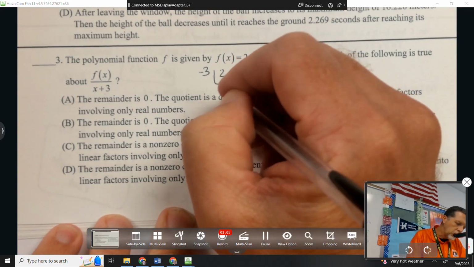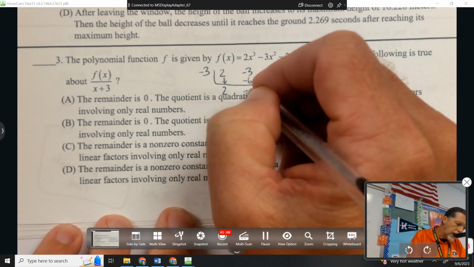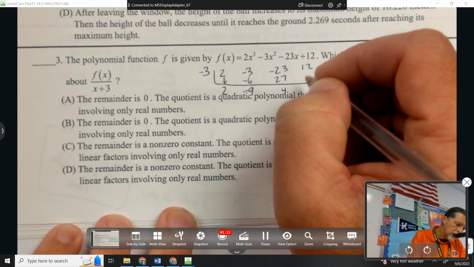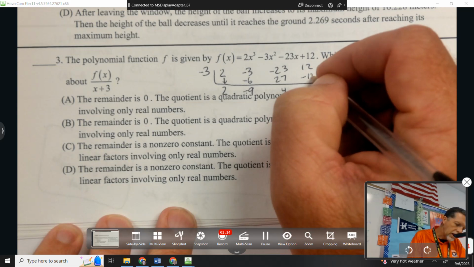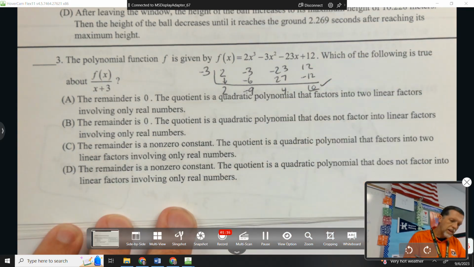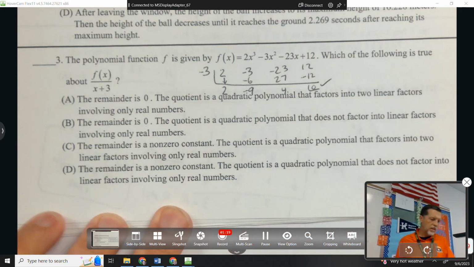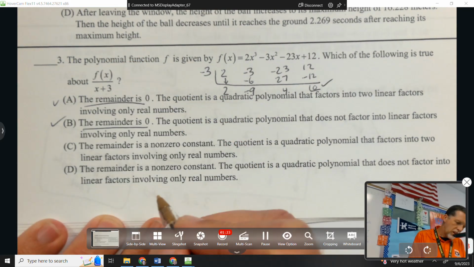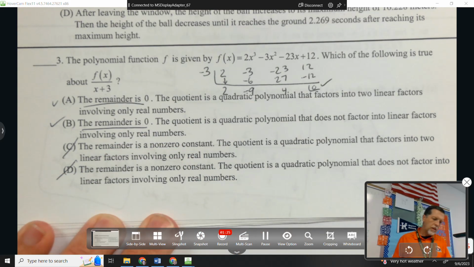Bring down the 2. Multiply, add. Multiply, add. Multiply, add. Hey, you got a remainder of 0. That's kind of nice. So the remainder is 0. So it's either A or B. I can throw C and D out.